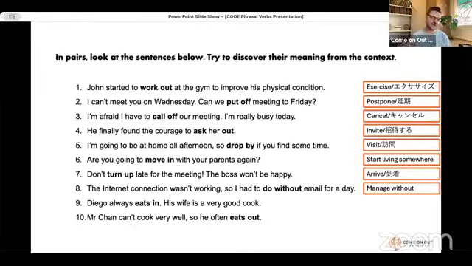Number 9 and 10 are very close to each other. So number 9 says, Diego always eats in. His wife is a very good cook. And number 10 says, Mr. Chan can't cook very well, so he often eats out. What do you think is the meaning of eat in and eat out?